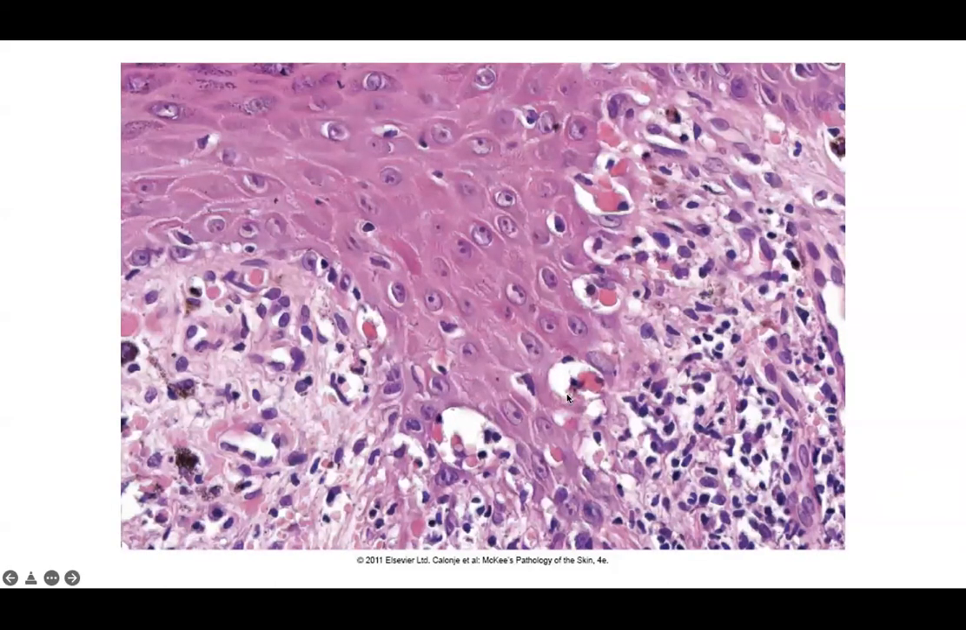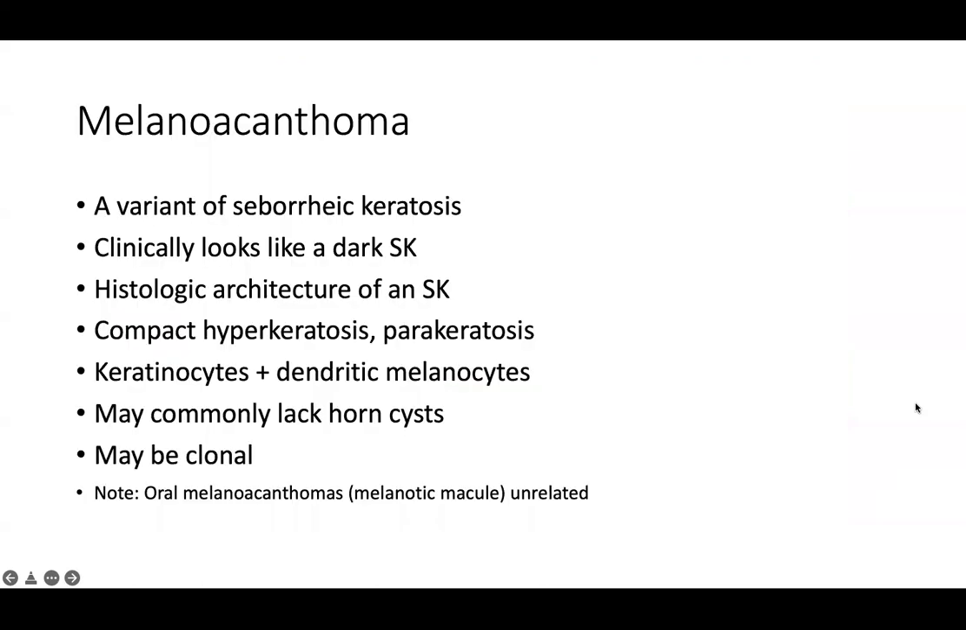Higher power to show you just scattered Civatte bodies here, some melanophages dropping out into the superficial dermis. So you may have heard of melanoacanthoma. I feel like the term's kind of going out of style. It's kind of more of a pigmented seborrheic keratosis or pigmented clonal seborrheic keratosis, but you'll see this is more of a rare type, but I've signed this out within the last year for sure. So it's a variant of seborrheic keratosis.